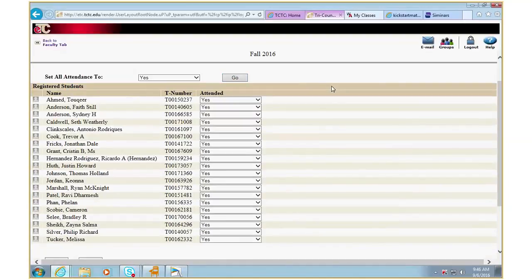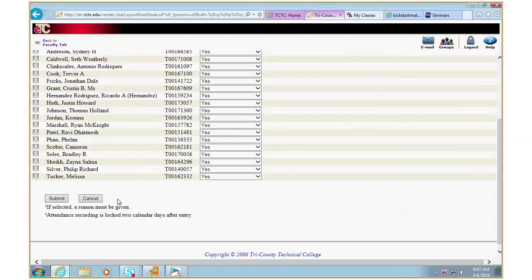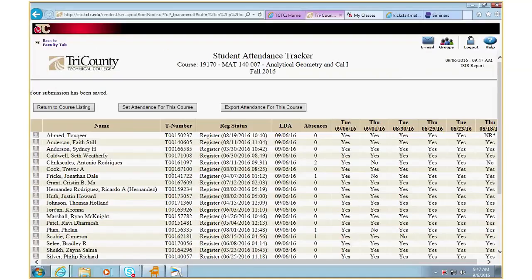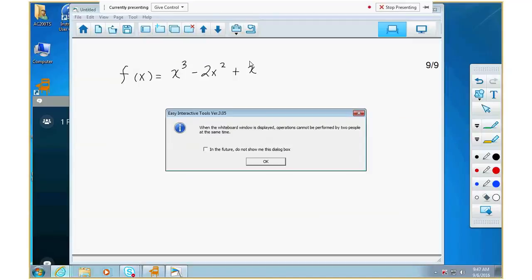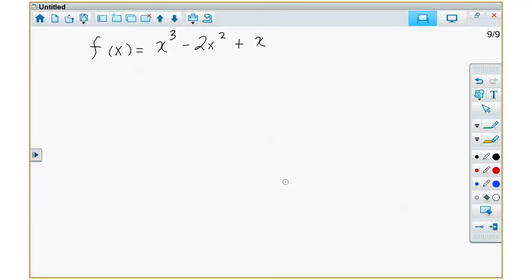Ahmed, Anderson, both are here. Caldwell, Flint Scales is here. Cook, here. Fricks, Grant, Hernandez, Huth, here. Johnson, Jordan, Marshall, Patel is here. Fan, Scobie, Salee, Sheep, Silver, and Tucker. Dang, everybody's here. I'm gonna have to get rid of some of y'all. All right. Y'all quit yet?